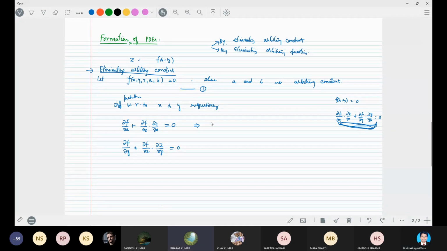Will dou y by dou x become 0? Yes, dou f by dou y into dou y by dou x, where y is an independent variable, so therefore its derivative will be 0. Okay, sir, 0 into dou f by dou y will be 0, no? Right. This is the total derivative, we can write it.